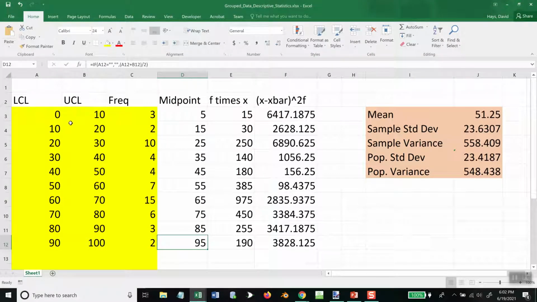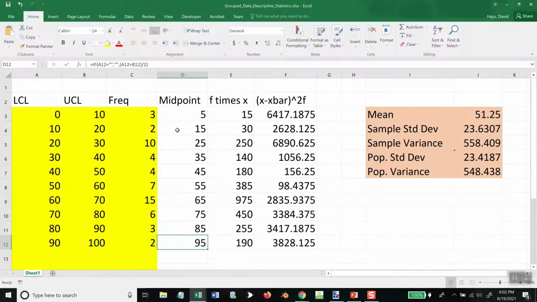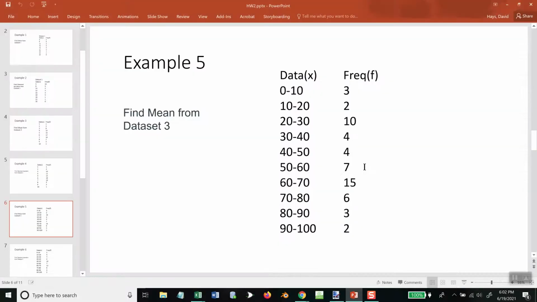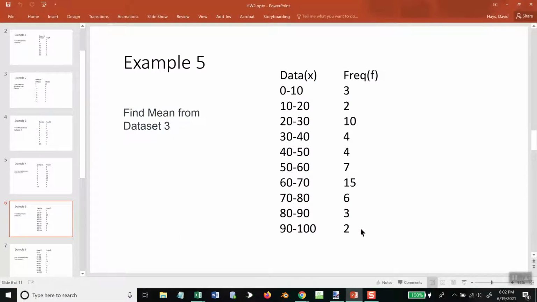Okay, so let me double check on my numbers. 0, 10, 20, 90, 100. Okay, these all go by 10, so it's easy to check there. 3, 10, 3, 2, 10, 4, 4, 7, 15, 6, 3, 2. Okay, so that all verifies.